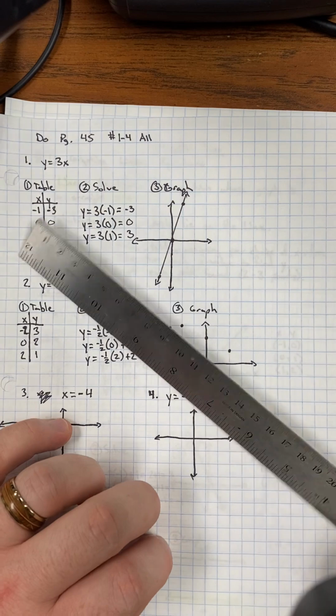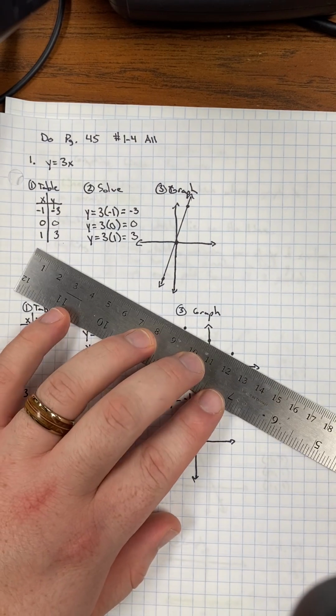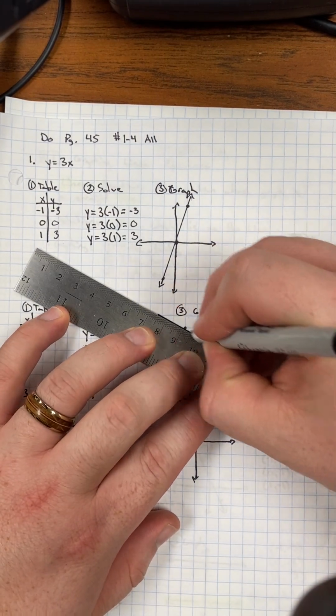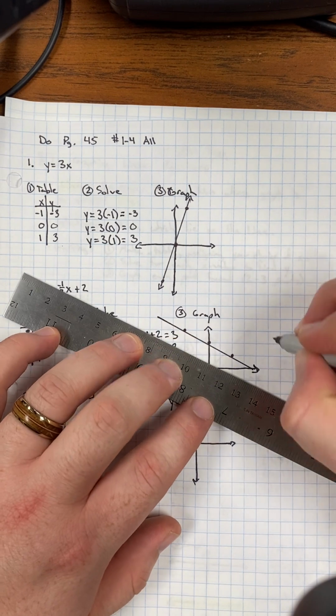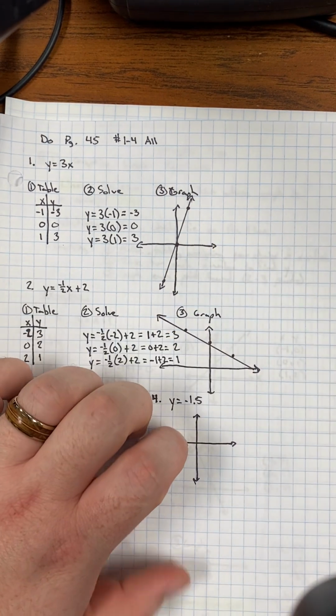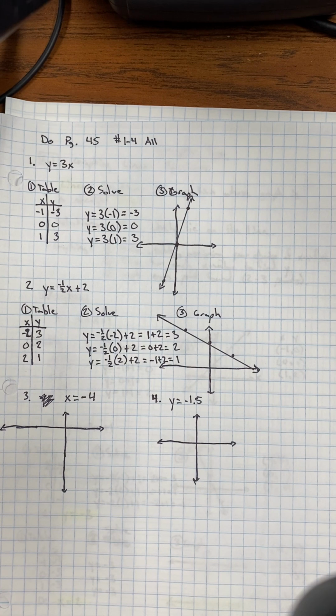Okay. Connect those. And this will be the tell sign to tell you if you graphed it correctly: are you getting a straight line out of this? And I am. So this is correct. Okay, let's move on to number 3.